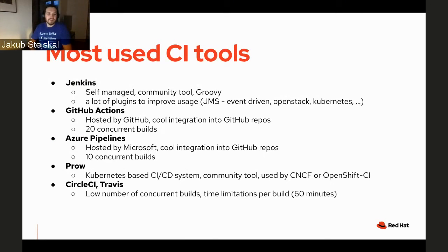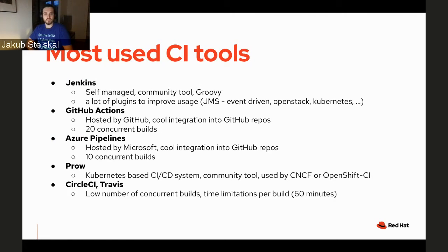Sorry. Okay, let's talk a little bit about Jenkins and other CI tools. Jenkins is a community project. It's a CI tool which is basically self-managed, so you need some server where the instance of Jenkins will be running. The great thing about Jenkins is that, as I mentioned, it's a community tool, so the community around it is very huge, and there are a lot of plugins which improve the usage of Jenkins, and you can change the behavior of it and improve it for your own usage.